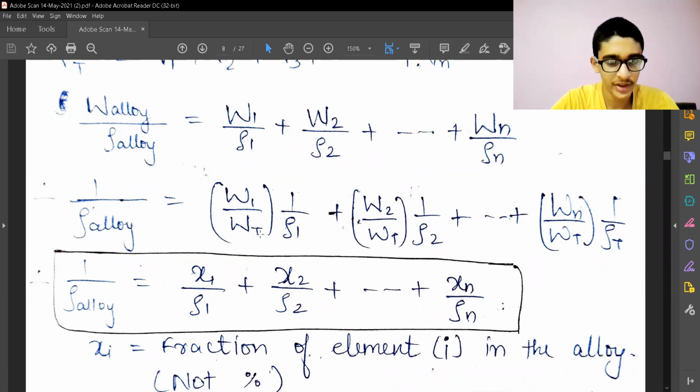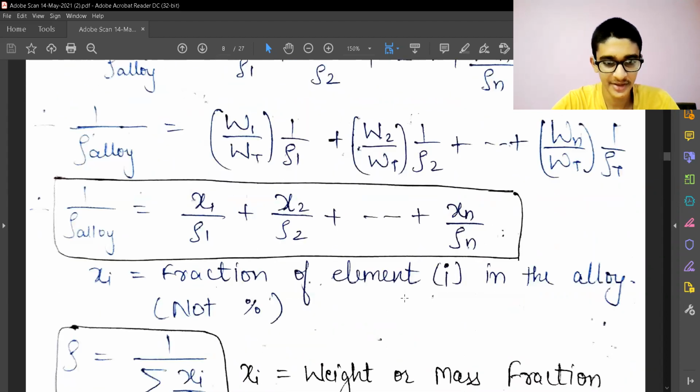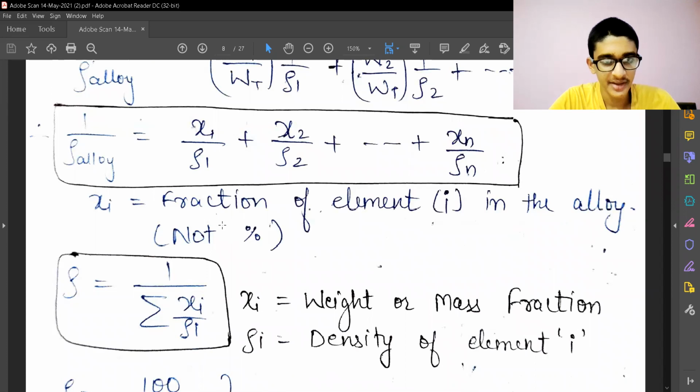So W1 by WT is the fraction of the first element. W2 by WT, that is the mass of the second element to the total mass, is the mass fraction of the second element. And in the denominators, I have the densities. So this is a summation. The xi's are the fraction of element i in the alloy, and they are not in percentage. I have not multiplied by 100, so you should directly take them as fractions, that means in 0 point something form.